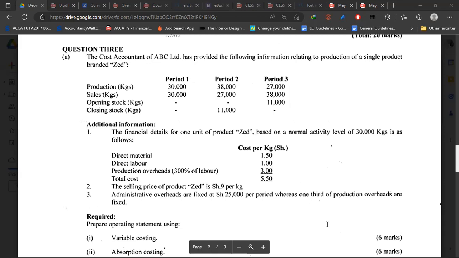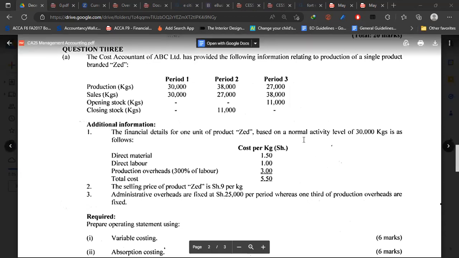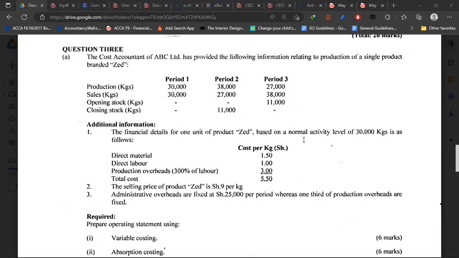So let us solve this very quickly. I can see the examiner is giving you good conditions there. The last thing is the one that differentiates your question. You can see number 3, the examiner is saying administrative overheads are fixed at 25,000 shillings per period, whereas 1/3 of production overheads are fixed. So it means the variable production overhead should be 2/3 if 1/3 is fixed. I think we're in agreement there.